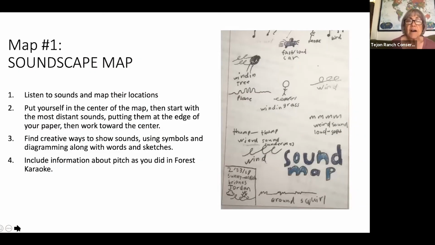Just a quick overview of the soundscape map. You'll listen to the sounds and map their locations. Put yourself in the center of the map, as this person did right here. Then start with the most distant sounds on the outside, and move toward the center as the sound gets closer to you. Find really creative ways to represent those sounds by using symbols, diagramming, words, sketches, and even color. Then include information about the pitch, the highness or lowness, as you did in forest karaoke.